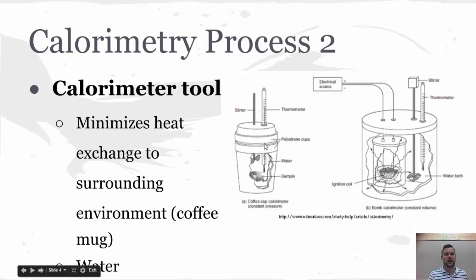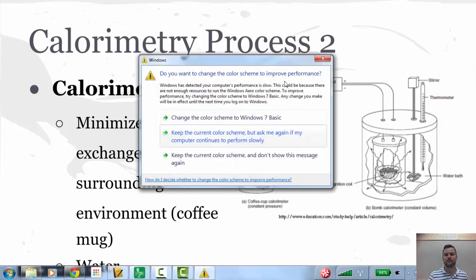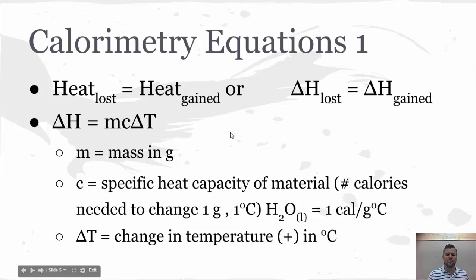Hence, items that act like coffee cups work great. Again, we're going to be measuring the water normally because it's really easy to measure how much heat water either gains or loses. So devices that minimize heat exchange to surroundings are really good calorimeters. And again, nested styrofoam cups that you would just have hot chocolate or coffee in work very, very well, specifically for our purposes.